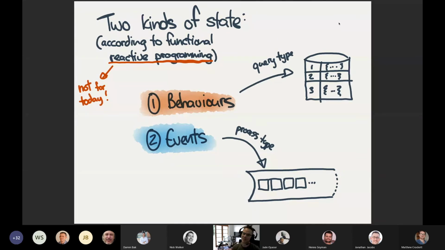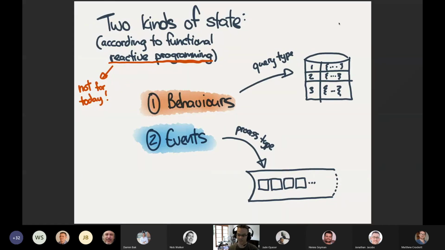Interestingly, I think this is more of an aside. I think I'm actually getting towards the end, which is cool. I'm going to be on time. There's another way of categorizing state, which I think is really cool. It comes more from the functional reactive programming world. They take state and say, this problem is not as general as you think. There are actually different kinds of state, which are interesting.